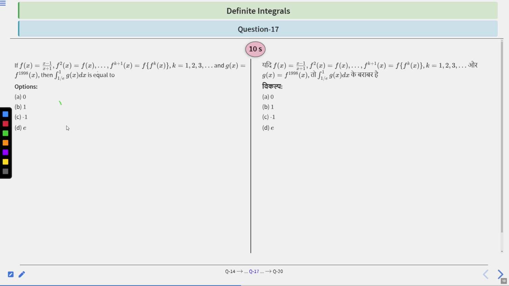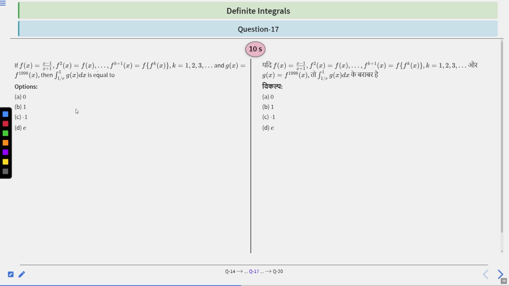So we will try to adjust the values to calculate g(x). First we will try to calculate f'(x), and after that f''(x), then f'''(x), and we will try to see whether there is any relation between f(x), f''(x), f'''(x), like that. Therefore, by using the same relation, we can easily find f^1998(x), right?